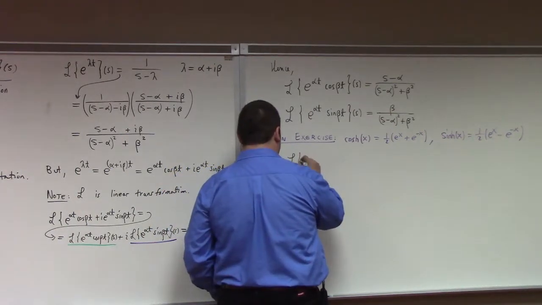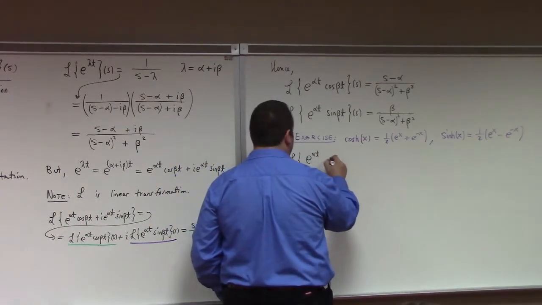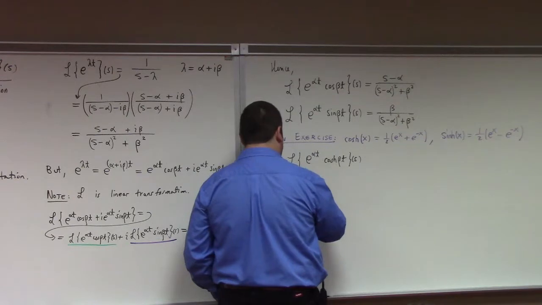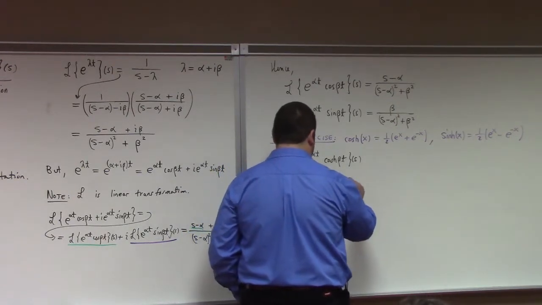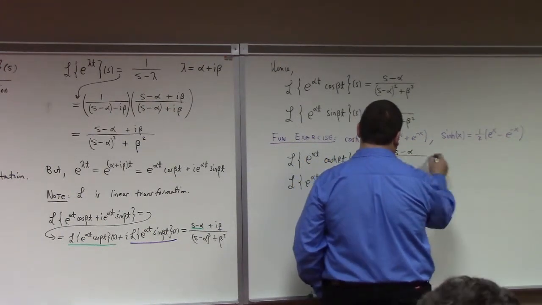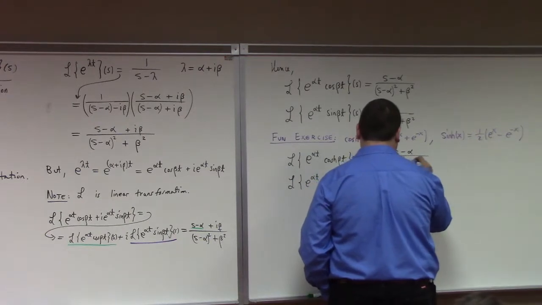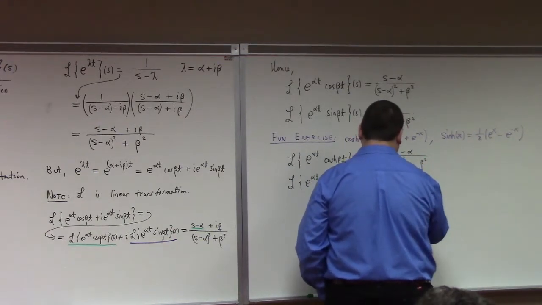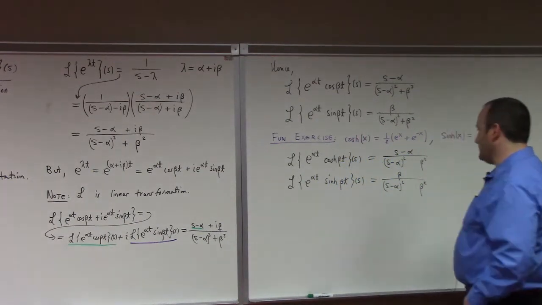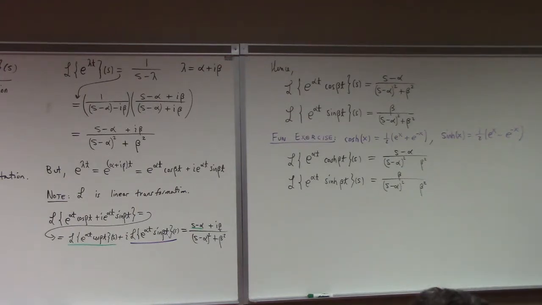The Laplace transform of e to the alpha t cosh beta t, and the Laplace transform of e to the alpha t sinh beta t, are nearly the same as what we just derived, except what? Yep, exactly. That's how it works out.